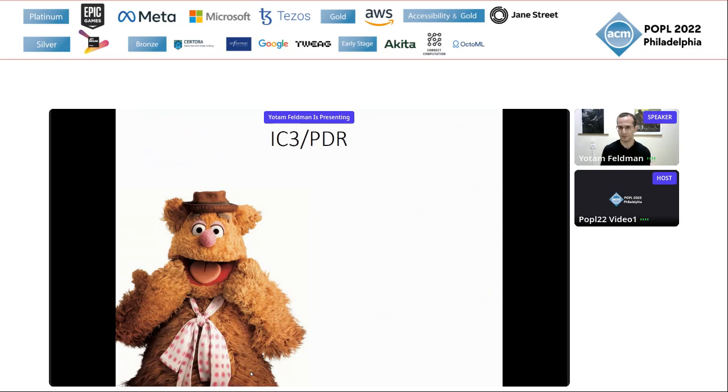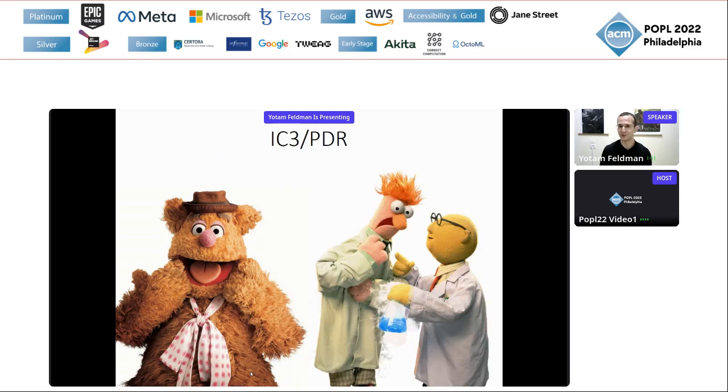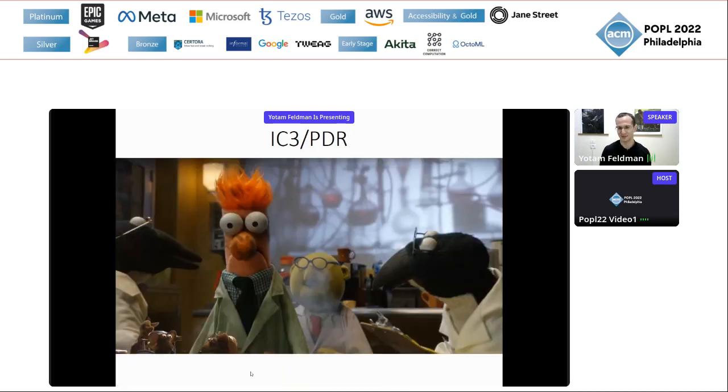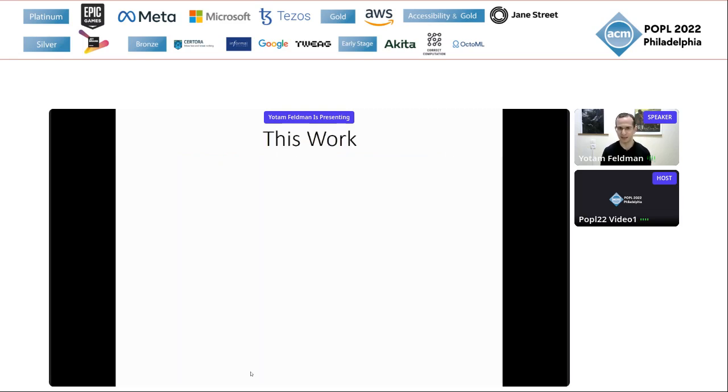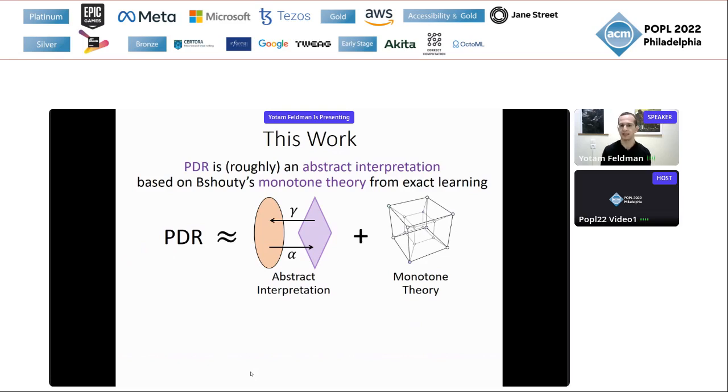So this is wonderful. The question is, why is it so wonderful? Surely science holds the answer. Unfortunately, science doesn't tell us much about IC3-PDR. So this is what we have to say about IC3-PDR, that it can be roughly understood as an abstract interpretation procedure in a new abstract domain that can be expressed using notions from the monotone theory, work by Bshouty, originally developed in the context of exact concept learning. We were surprised by this because if you look at PDR, it mostly doesn't look like abstract interpretation.